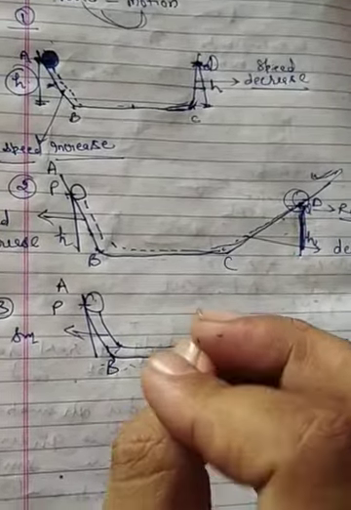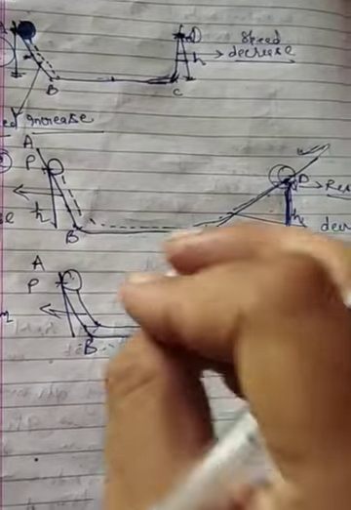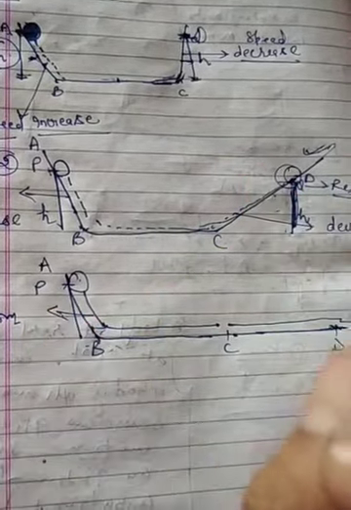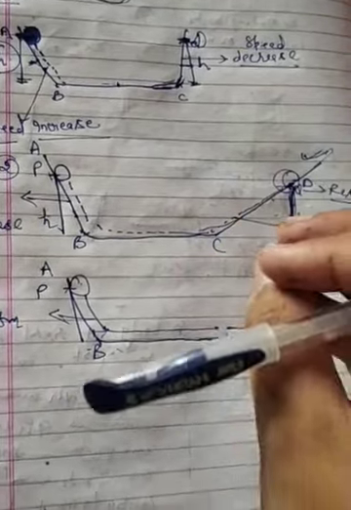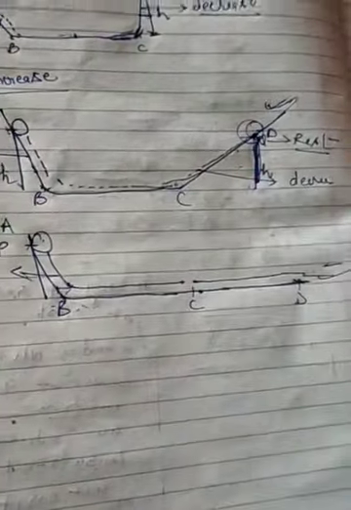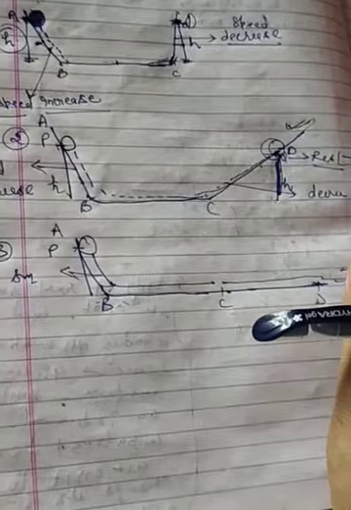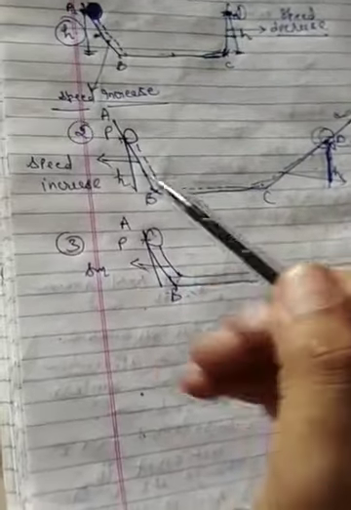Means for making anybody move, there is no requirement of any external force for making the body move. The body will move with constant speed. So these points were included by Galileo. After that I will explain here.